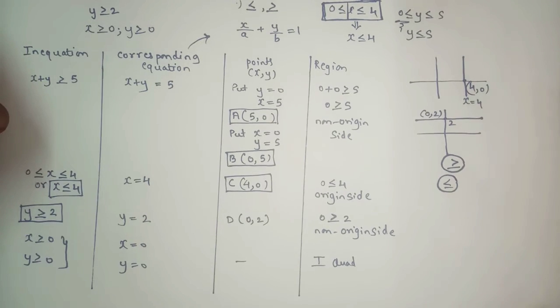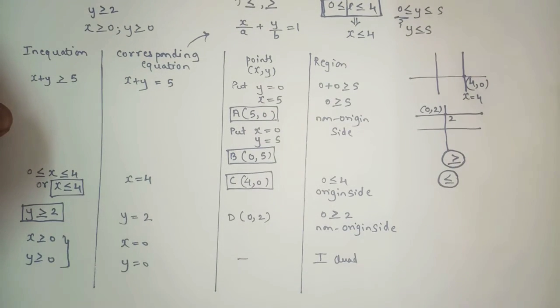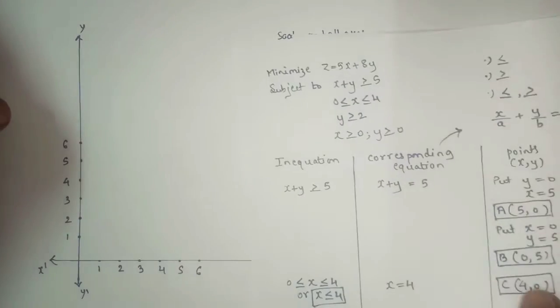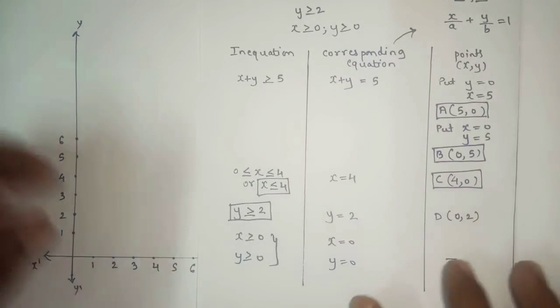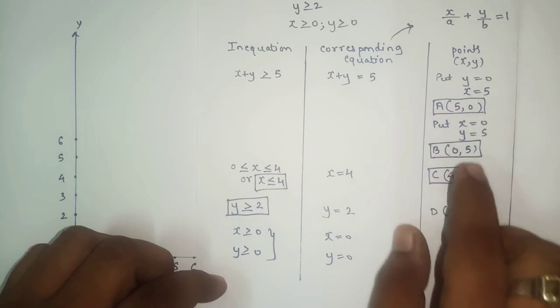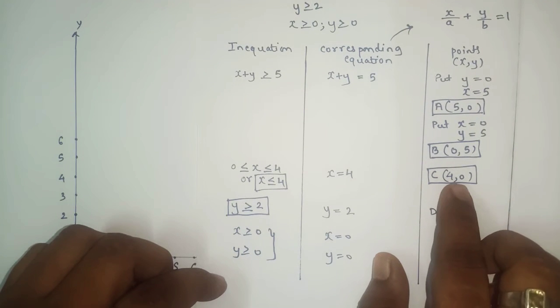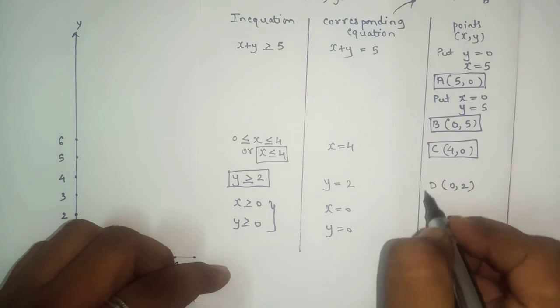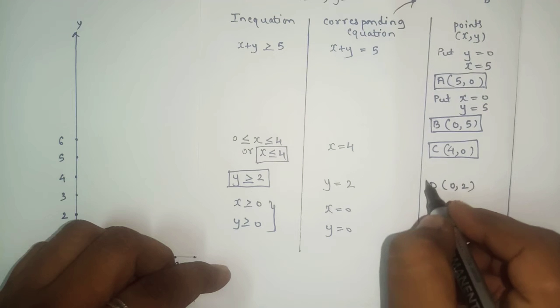Okay, so this was step number 1, to prepare a table. Now the next part: we will plot the points on the graph paper. And remember, in the board exam, if they provide the graph paper, it is compulsory that you draw the graph on the graph paper only. So here we have the points for this sum. The first one is 5 comma 0, the second one is 0 comma 5, the third one is 4 comma 0, and the last one, that is D, is 0 comma 2. Yes or no?